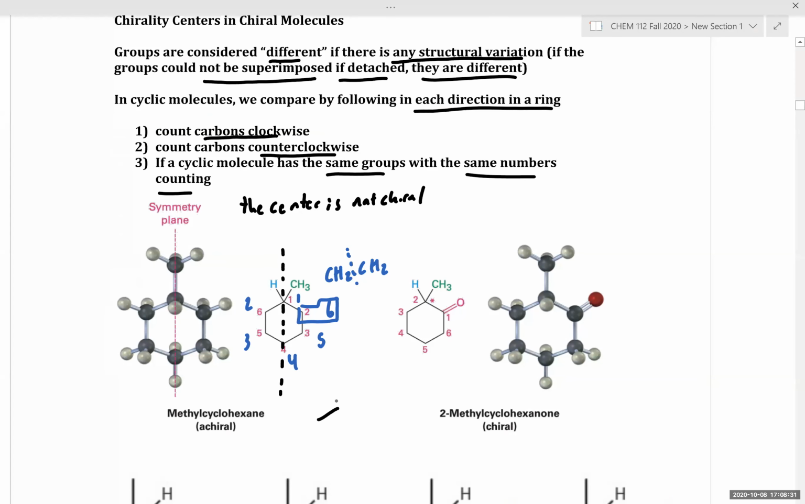Another argument that you could use is that if you were to draw out each of your substituents as alkyl groups, it's pretty easy to see that we have two identical substituents. And as a result, the methylcyclohexane does not have a chiral center. If we look at methylcyclohexanone, however, it does not possess an axis of symmetry.